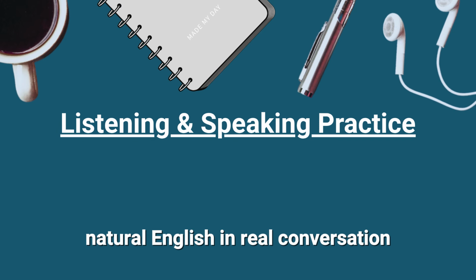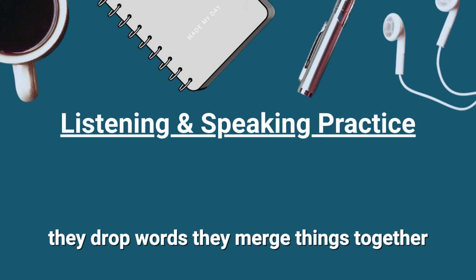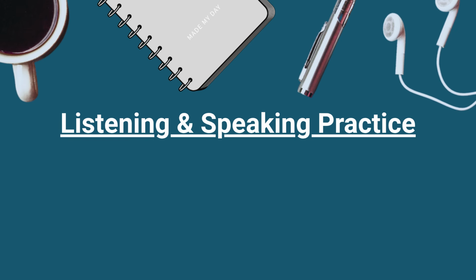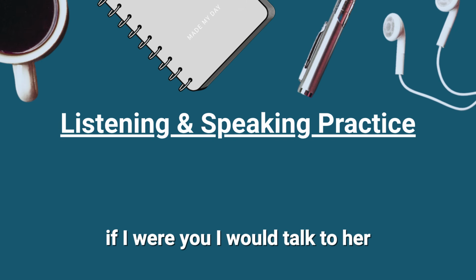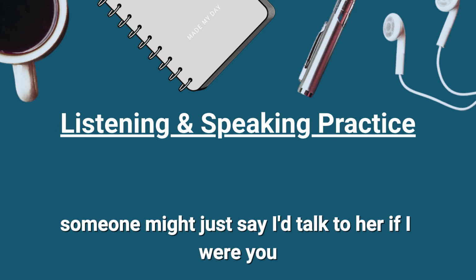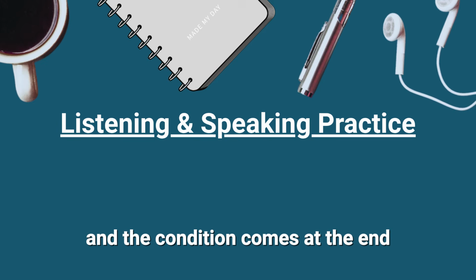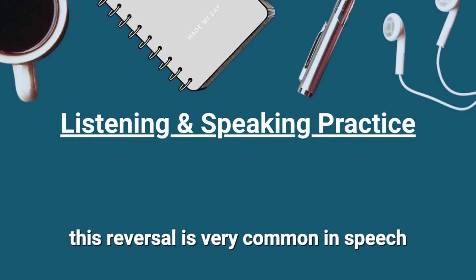In real conversation, people often shorten conditional structures. They drop words. They merge things together. And if you're expecting the textbook form, it can be confusing. For example, instead of saying, "If I were you, I would talk to her," someone might just say, "I'd talk to her if I were you." The result comes first, and the condition comes at the end. This reversal is very common in speech.